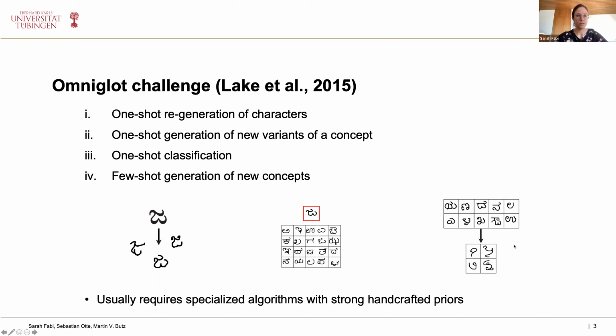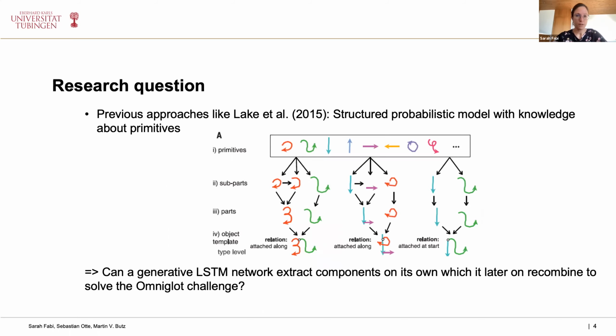And usually if one wants to solve these tasks with algorithms, they have to be very specialized and have lots of strong handcrafted priors. So what do I mean by strong handcrafted priors? For example, Lake and colleagues gave their model the motor primitives that are necessary to compose the characters in the end. So the model got the information that there exist half circles or straight lines and so on.